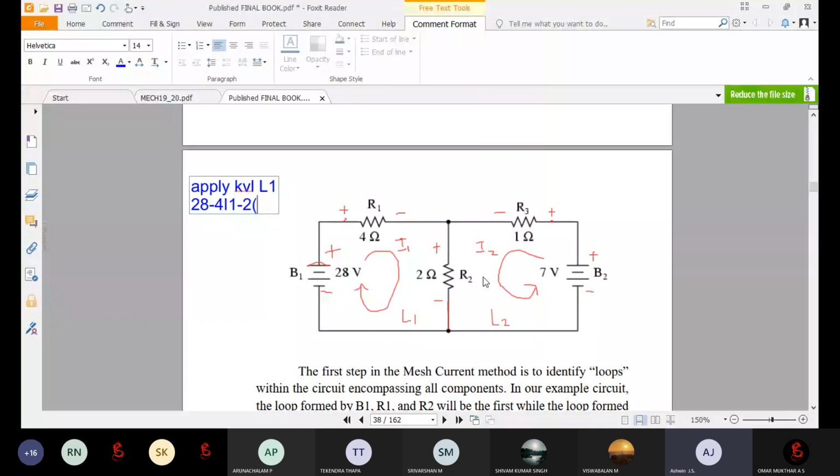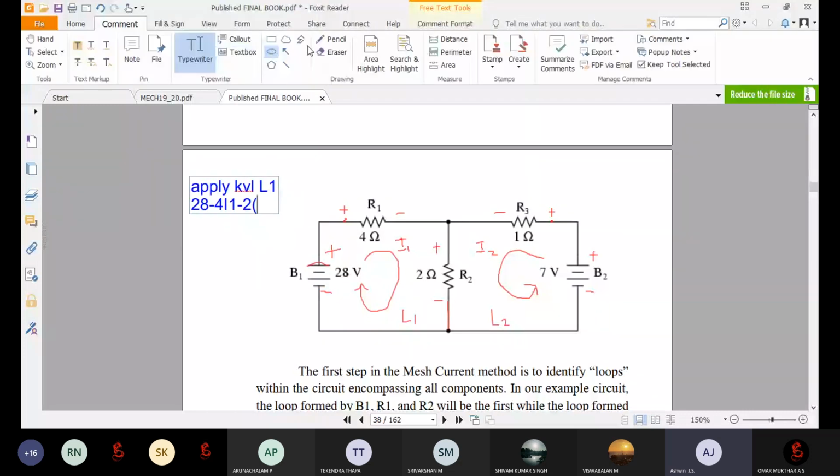Okay, so look at the current direction. I1 is going in this direction. Similarly, I2 is also coming in this direction, right? So both currents are in the same direction. Look here, I will draw. I1 is coming this way, and similarly I2 is coming this way. I drew the loop likewise. So two currents are combinedly coming here, so it is nothing but I1 plus I2.